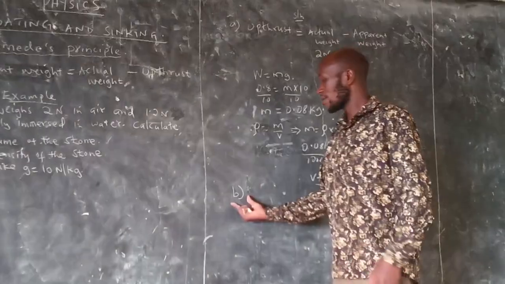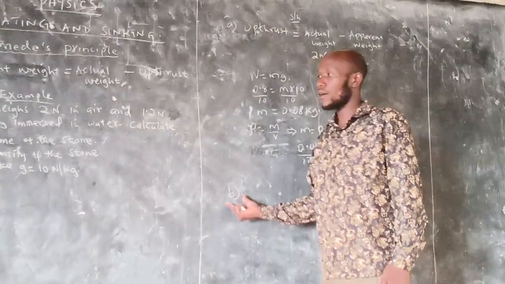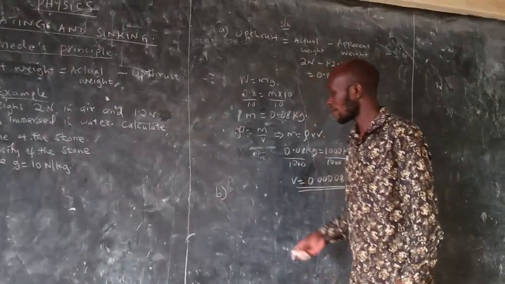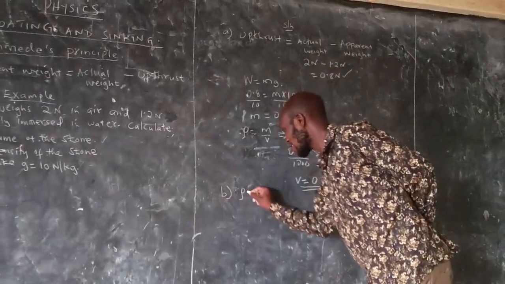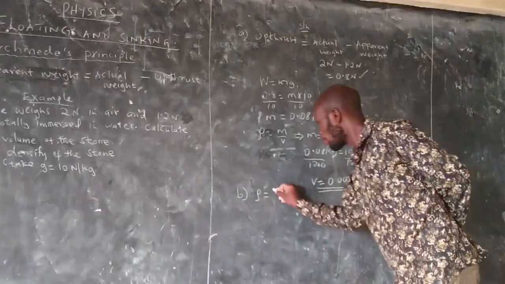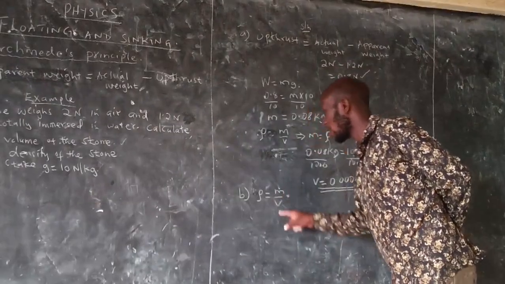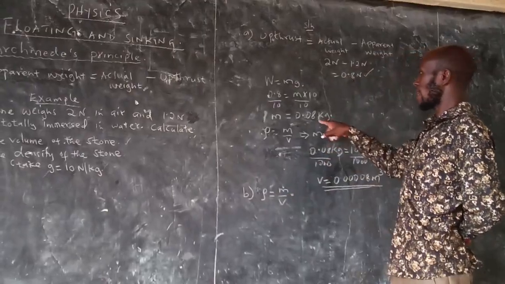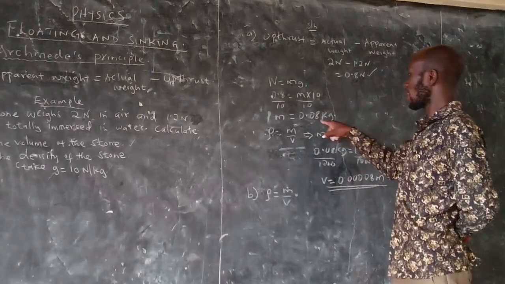We have been asked to get the density of the stone in our question B. How do we get the density of the stone? Density, students, is given by mass over volume. Mass of the stone we had already calculated as 0.08.